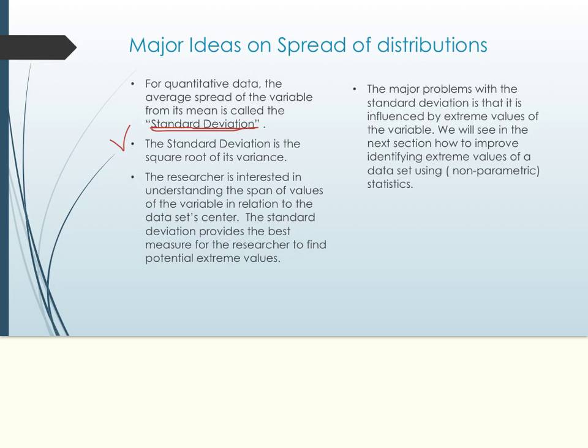The researcher is interested in understanding the span of values of the variable in relationship to the data's center. The standard deviation provides the best measure for researchers to find potentially extreme values, which we're going to eventually call outliers. The major problem with standard deviation is that it's influenced by extreme values of the variable. We will see in the next section how to improve and identify extreme values from a data set using non-parametric statistics.